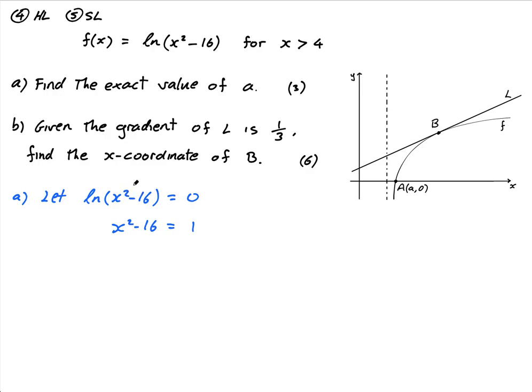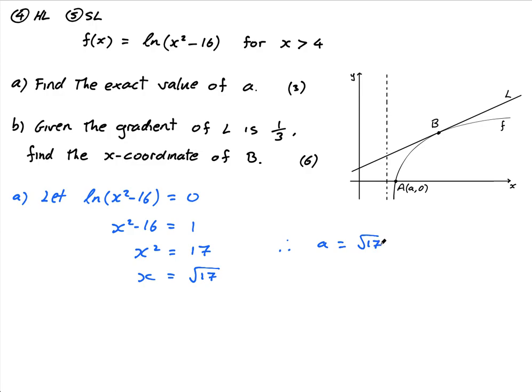So think about it. Ln of what equals 0? Well, ln of 1 equals 0 because e to the power of 0 equals 1. So I now have x squared minus 16 equals 1. So x squared is equal to 1 plus 16, which is 17. X is equal to the square root of 17. And therefore, a is equal to the square root of 17.